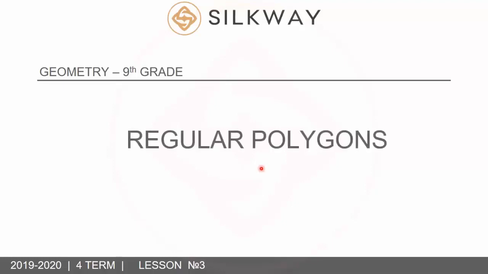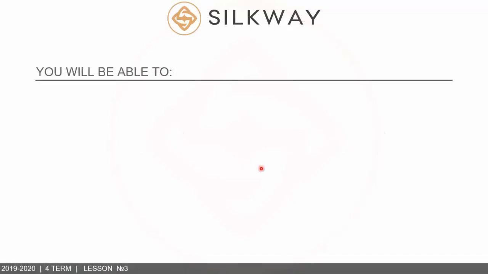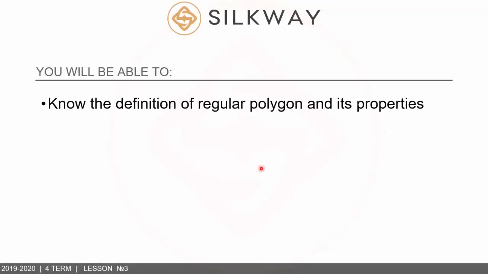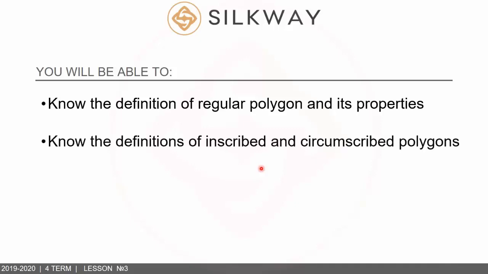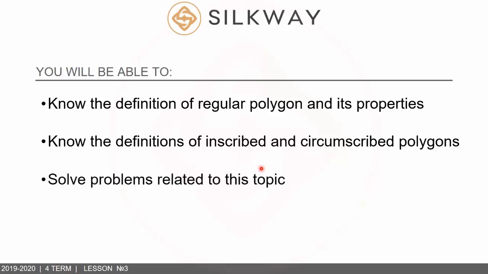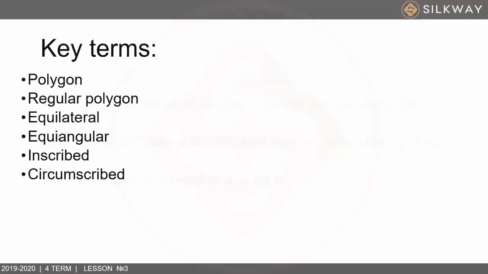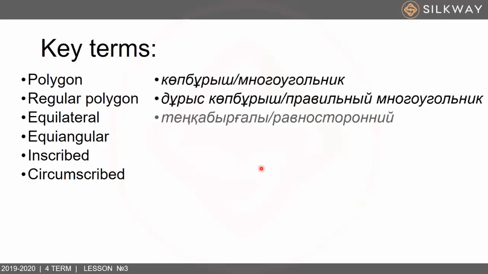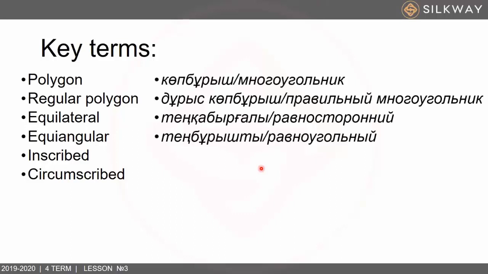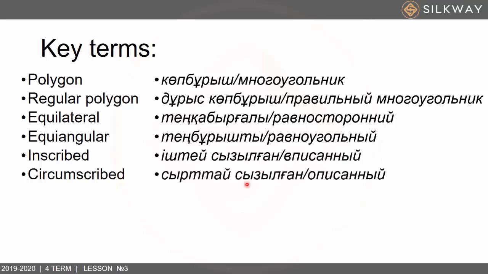Today's topic is regular polygons. You will be able to know the definition of a regular polygon and its properties, the definitions of inscribed and circumscribed polygons, and solve problems related to this topic. Key terms: polygon, regular polygon, equilateral, equiangular, inscribed and circumscribed. Learn these key terms, please.